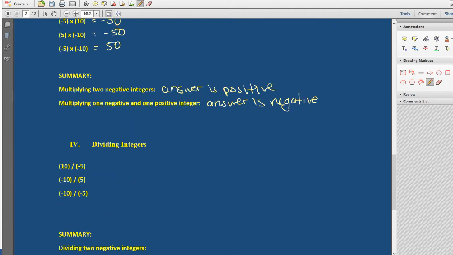Exactly the same thing with dividing. So we have 10 divided by -5. We only have one negative involved, so our answer is -2. Again, with this one negative involved, -2. But this one, there's two negatives. -10 divided by -5 is +2.